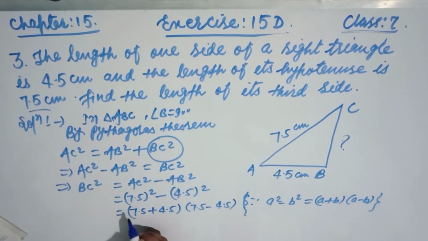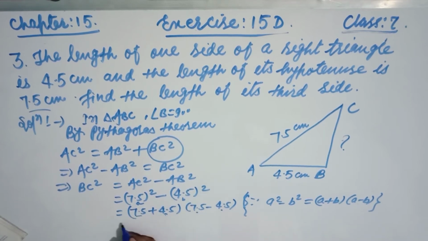So friends, 7.5 is A and 4.5 is B. So here the A square and the B square. The formula is A plus B, then multiply by the bracket A minus B.